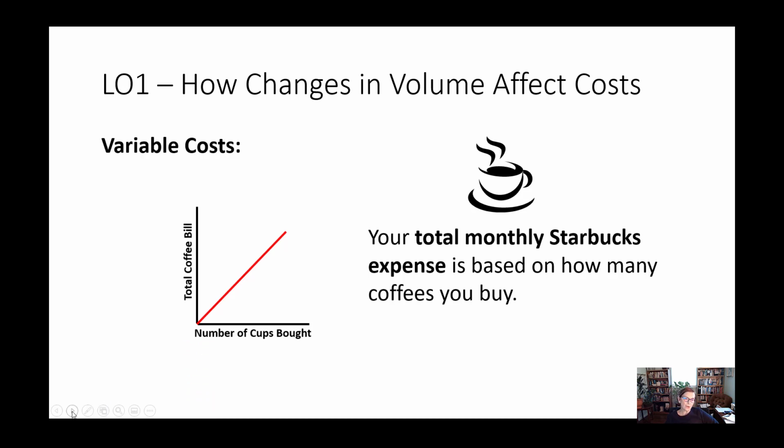Your total coffee bill. Now notice here at the origin, this line begins at 0, meaning if you don't buy any Starbucks this month, then your bill is 0, okay? And so every coffee you buy makes your bill go up. There are many examples of variable costs in business, including things like direct materials and direct labor, right? If you're not making anything, you don't have to incur any direct materials costs.